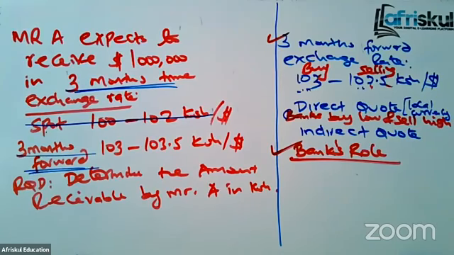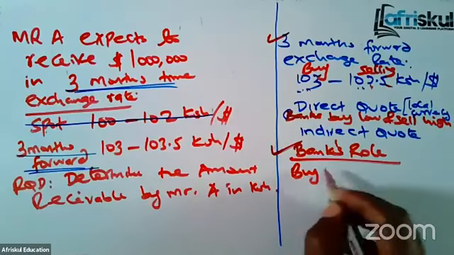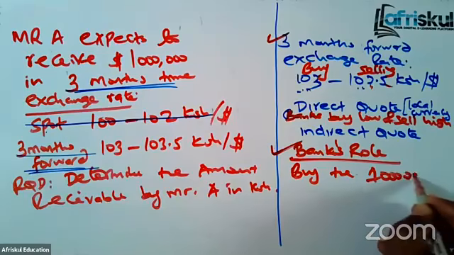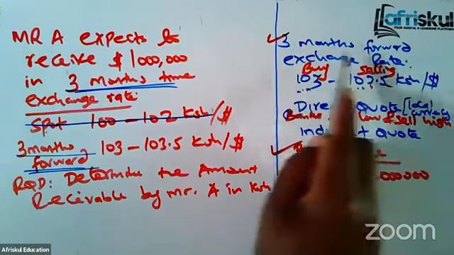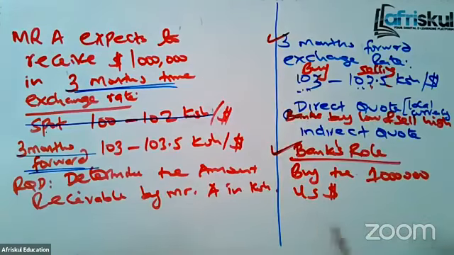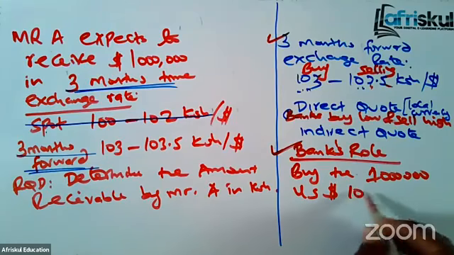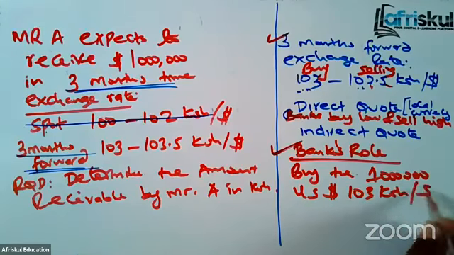Now, ladies and gentlemen, the moment I'm at Equity Bank, what will Equity Bank be doing from me? Equity Bank will be buying. So the bank's role here is to buy the $1 million US dollars. The moment you have defined the role of the bank, you'll be able to come back here and know the rate which you're going to pick. So in this case, the bank will buy the $1 million US at 103 Kenya shillings per dollar.